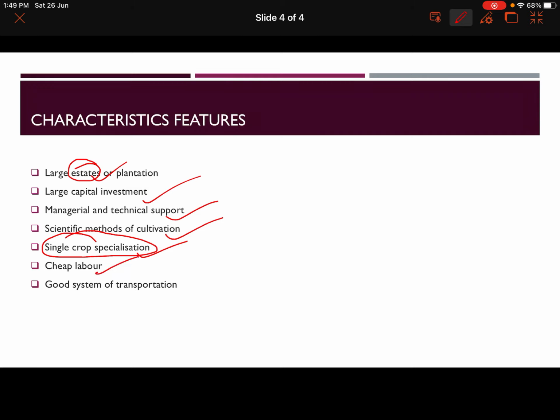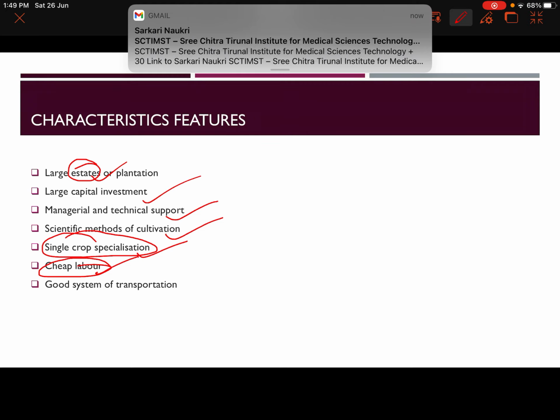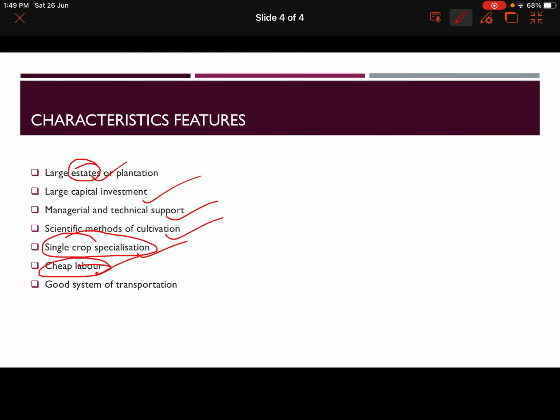You get cheap labor in all these places where plantations have been established. You require labor to work on these fields, because each of these plants has to be taken care of very nicely. So cheap labor is also required, which is readily available in these regions.